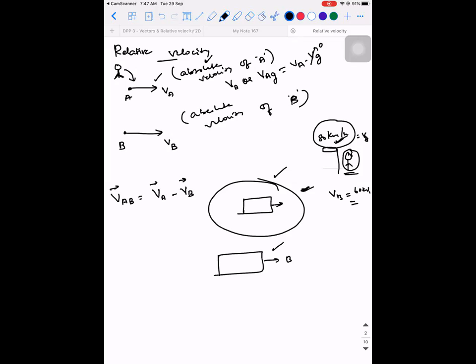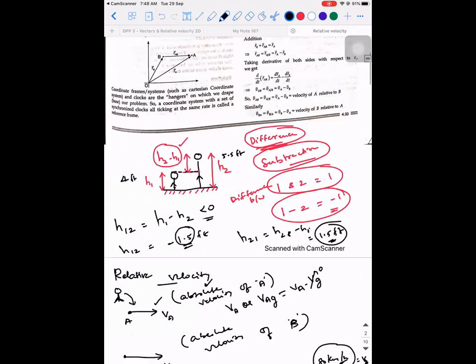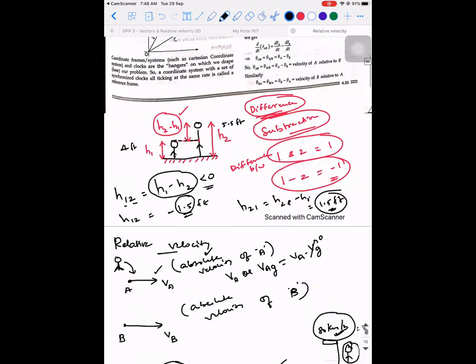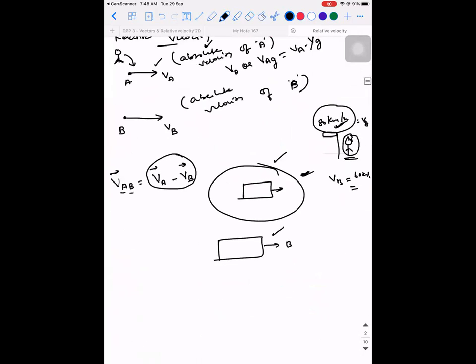Why am I using vector notation? Because I'm talking about velocity, right? VA vector minus VB vector. I got this idea from here, because height of the first person with respect to the second, we told h1 minus h2. It is first minus second. Similarly, here it is first minus second, A minus B. I hope it is clear till this point. So when you do a comparative study, he is going to say 80 minus 60, right? So it is 20 kilometers per hour.